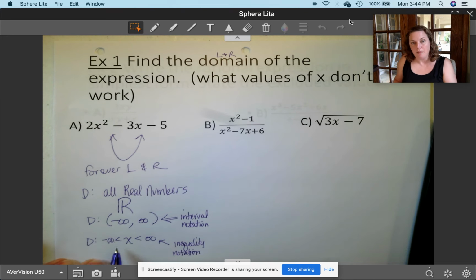And it has inequality symbols. With infinity, you have to use less than, because you're never going to get something equal to infinity. That's the definition of infinity.